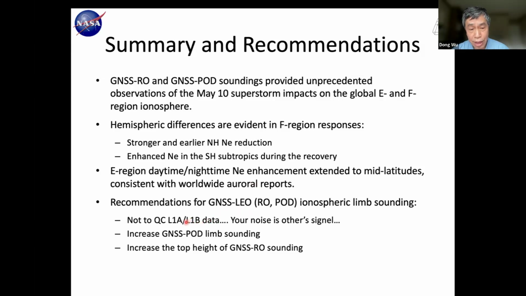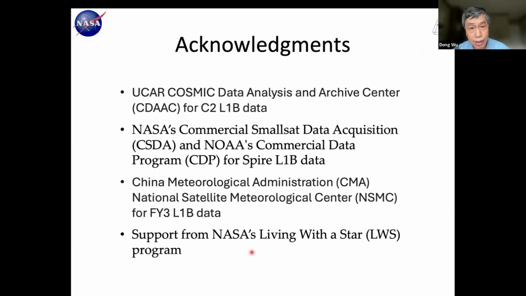I really suggest that the data provider, the L0 provider, not QC the L1 data, level 1 data, because I find a lot of useful stuff. Probably you don't find it interesting. And also I would like to recommend increasing more of this post limb sounding, which is below the horizon, and increasing the top of the RO data. So with that, I'd like to thank all the data providers and the support from NASA. Thank you. Thank you.